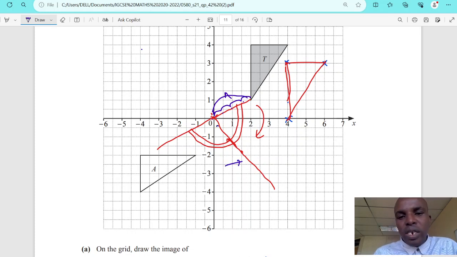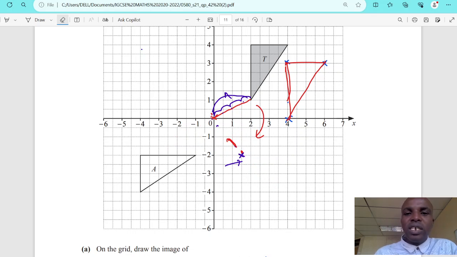So it will be 1, 2, 3, 4, somewhere, 4 boxes. The distance of the image is exactly the same as the distance of the original point from the center of rotation. Right, you remove this part. Right, the image is marked. Now, next point is this one.